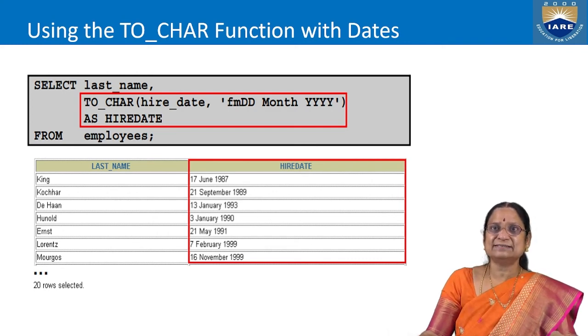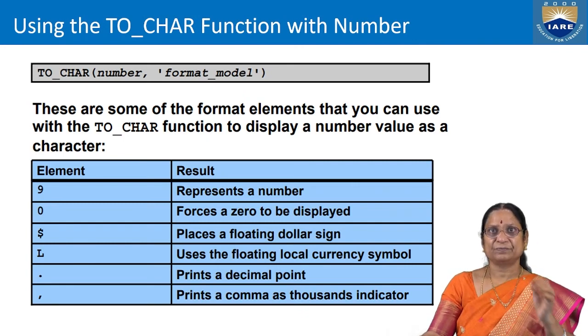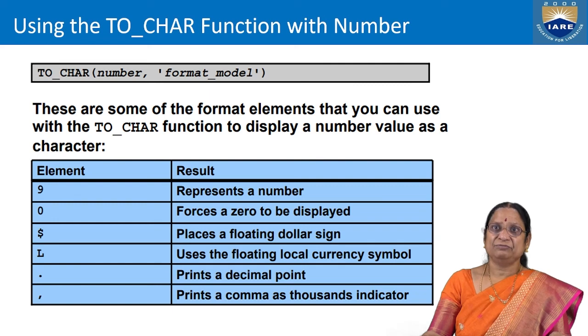Day is in two digits. Month is in the full spelled-out form. And year is with the century. Similarly, the TO_CHAR function is used with numbers also. And the syntax is TO_CHAR(number, 'format model').